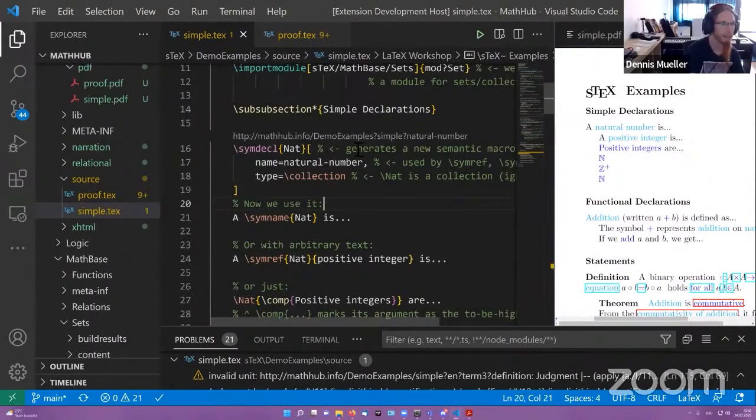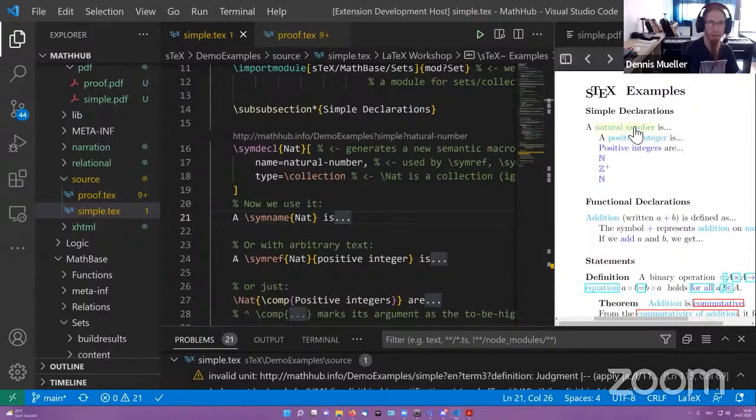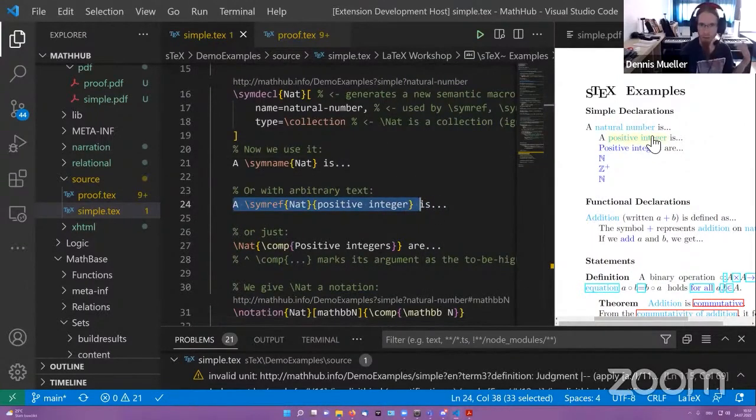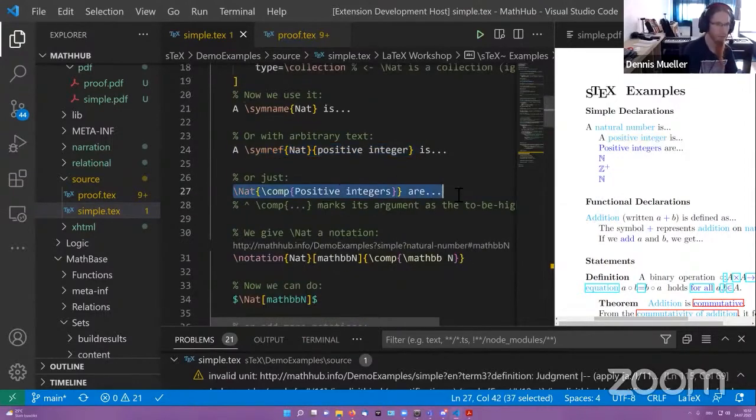So we can declare a new concept, nat for natural numbers, which immediately generates a semantic macro. We can give it a name. And now if I do a \sn nat is, it will produce this here. As you can see in the PDF, it will show you a URI. Or you can annotate arbitrary text. So you can do a symref nat and then write positive integer, and then it will associate the text positive integer with that concept. Or various syntactic variations that you can use.